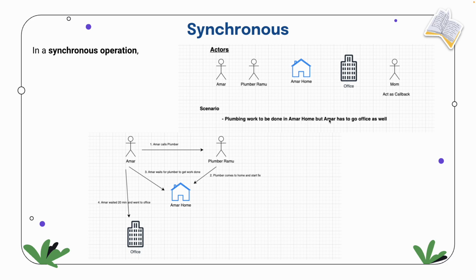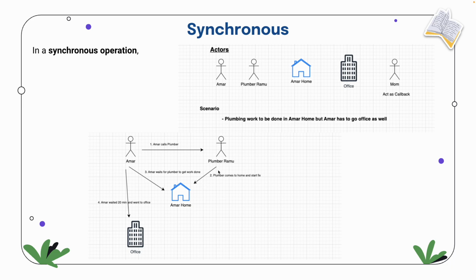So in that case, what is happening? The first solution you can give in a synchronous operation: what will you do? You will call the plumber. So Amar is calling the plumber. First step, he will call the plumber. Now second step, what happens? The plumber comes to the house and starts fixing. So the plumber came and started fixing.